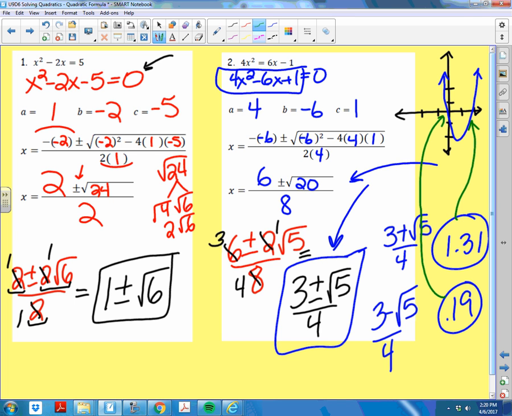Now here's the thing. Most of the time, guys, this is your right answer for almost all the tests. But every once in a while, you get one of those tests where they want the decimal version. The decimal version is when you then split it.